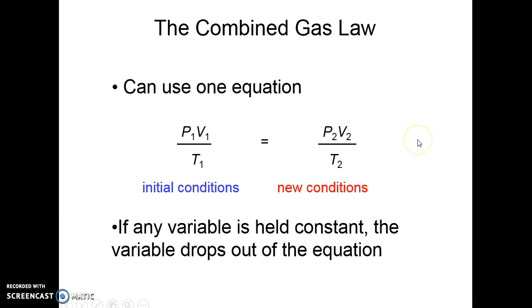But memorizing all those 3 gas laws is kind of a nuisance, and people get confused with them. It's better just to use one equation right here. This is called the combined gas law. And what happens is if you keep any of these conditions constant, it drops out. So for instance, if you keep temperature constant, pressure 1 times volume 1 equals pressure 2 times volume 2. That was Boyle's law. So it just combines all of those gas laws into one, and you only need to use one.